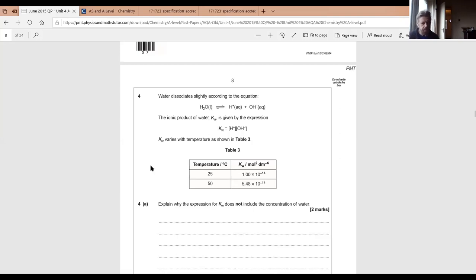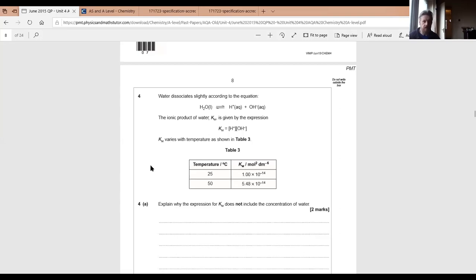Okay, so explain why the expression for Kw does not include the concentration of water. So is that basically just because it's just the product? So it's because it's very large. Yeah. And it's constant, because this is so small. The concentration of water is large, and it doesn't really change when it gets to equilibrium because hardly any of it dissociates. It's just an assumption. Okay. So it's large and constant.